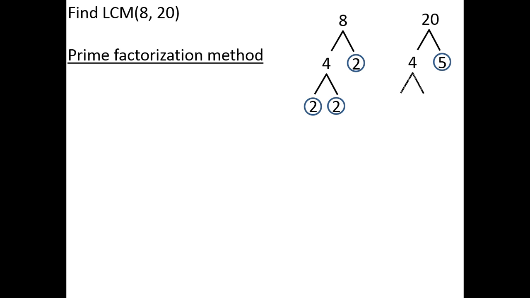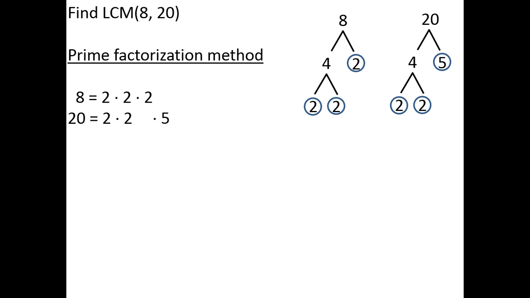There's also a prime factorization method for finding least common multiple, and like the prime factorization method for greatest common divisor, this also requires us to find the prime factorization of the numbers we're trying to find the least common multiple of, and we'll see that a factor tree works very nicely for that. So if we make factor trees for 8 and 20, we can see that 8 is 2 times 2 times 2, and 20 is 2 times 2 times 5.